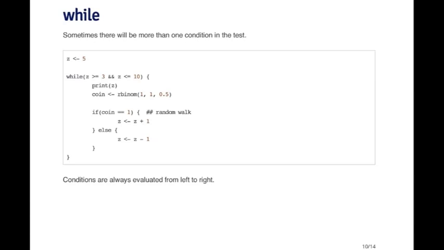So one thing to note on a more technical level is that when R tests a multi-expression condition, here I've got z greater than or equal to 3 and z less than or equal to 10, the conditions are always evaluated from left to right. So it checks to see if the leftmost condition is true, and then it goes to the next condition. So first it'll check to see if z is greater than or equal to 3. If that happens to be true, it'll go to the next expression. It'll check to see if z is less than or equal to 10. So if those are both true, it goes on into the body of the loop.